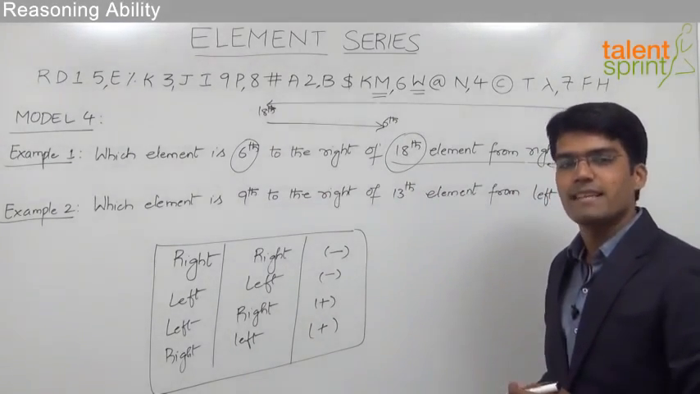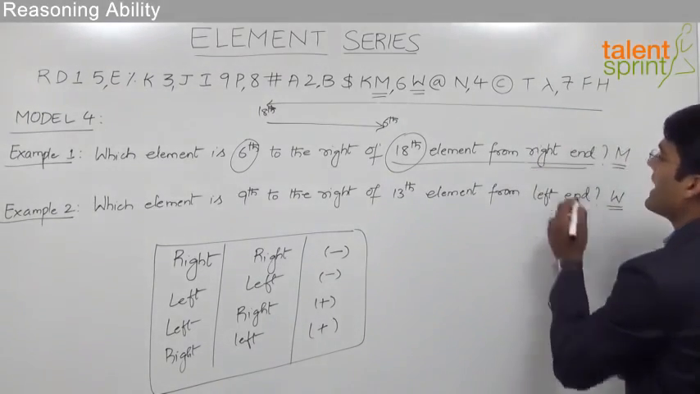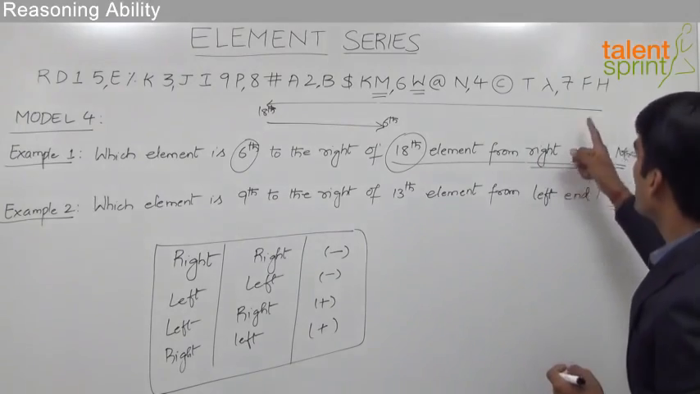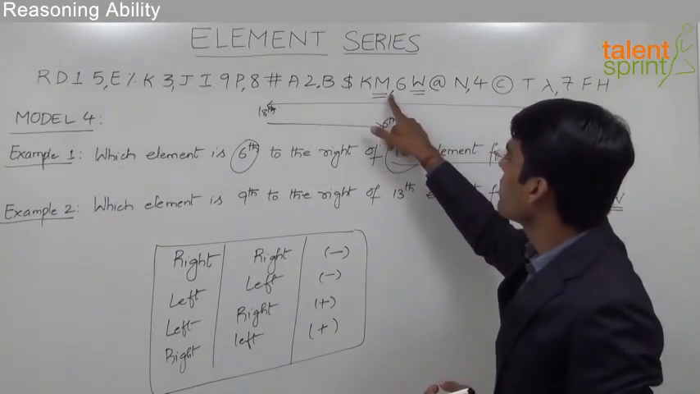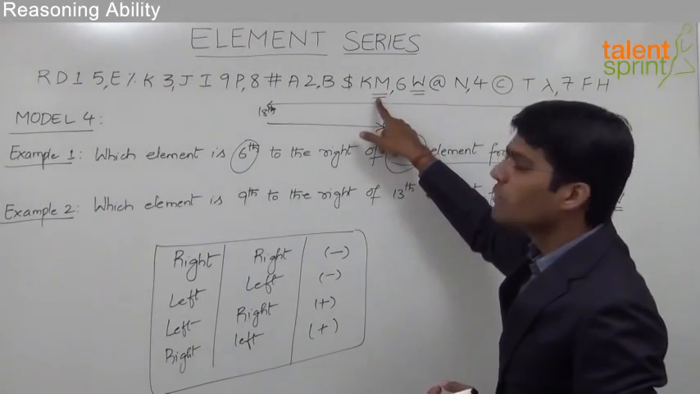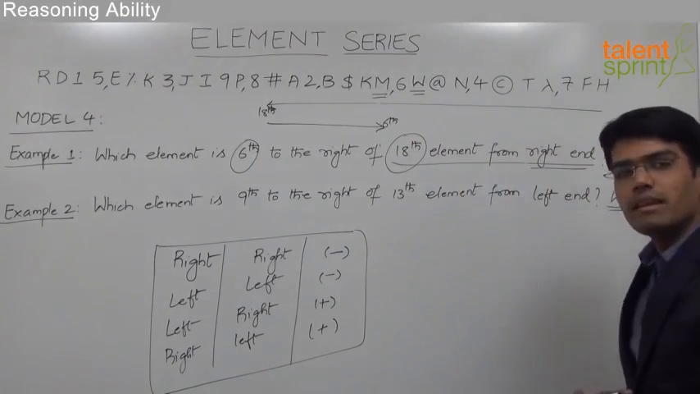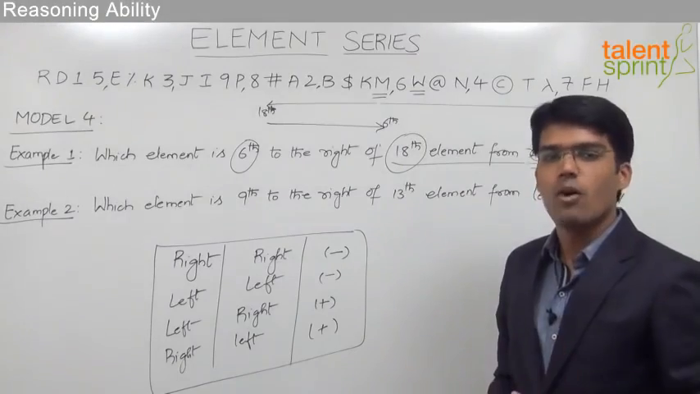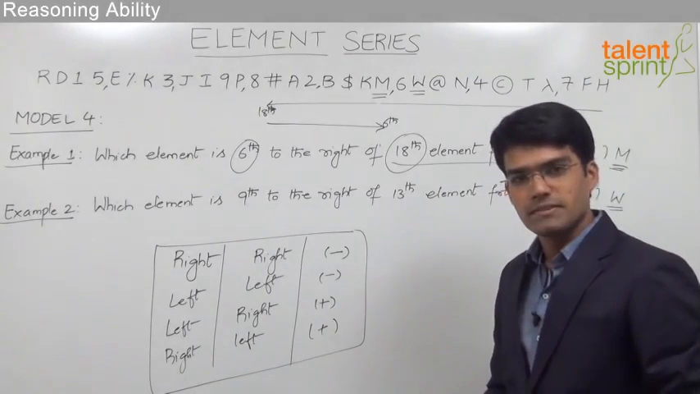So now we can say that the answer is going to be the 12th element from the right end. Finding out the 12th element from right end, we get 3 plus 4 is 7, plus 4 is 11 and 12. So M is going to be the answer, and that is what we obtained in the previous method. This is how we can find out the correct element simply by taking the difference of the positions.